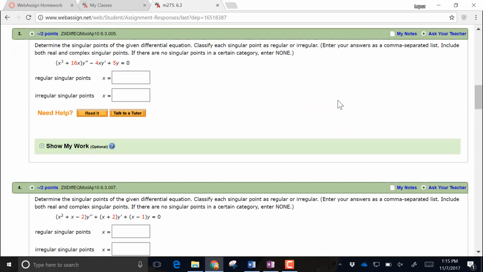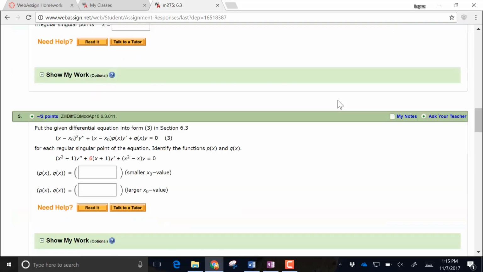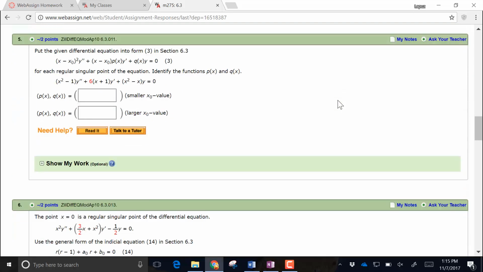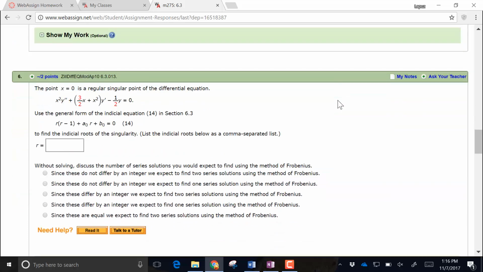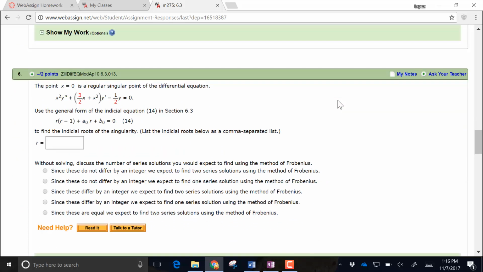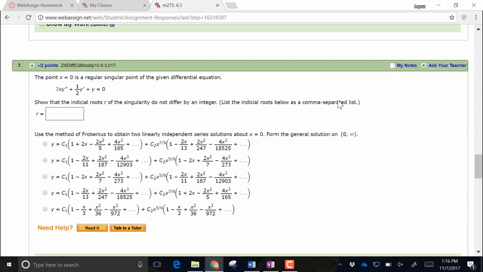Oh, half of them are like figuring out if it's regular, singular. That's easy. Identify the function. Find the initial equation. So you don't really have to solve for any of these, except for this one. All right, let's try this one.